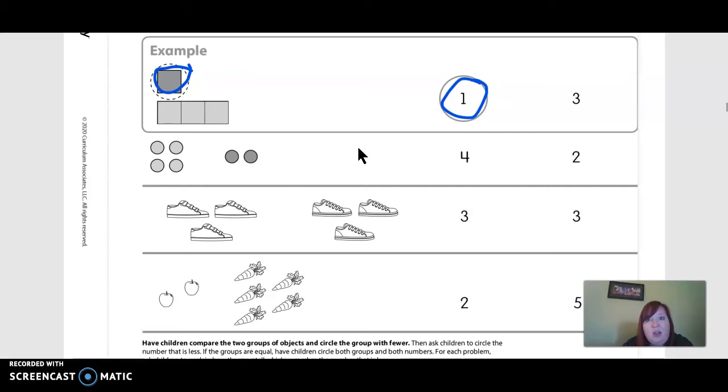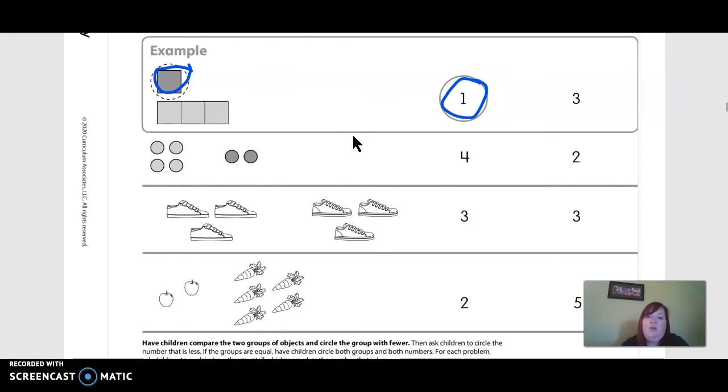Now, if they're equal, which means what? The same. If they're equal, then you're going to circle both groups and circle both numbers. So you're looking for the less amount. But if for some reason they're equal, you're going to circle both groups and both numbers. Go ahead and pause the video and complete it.